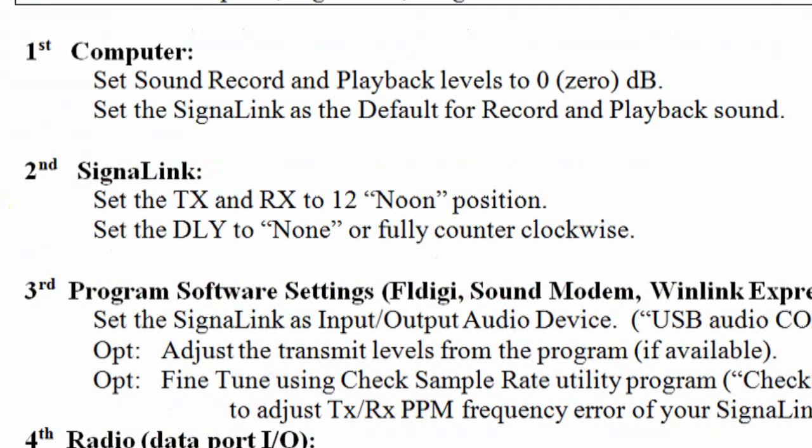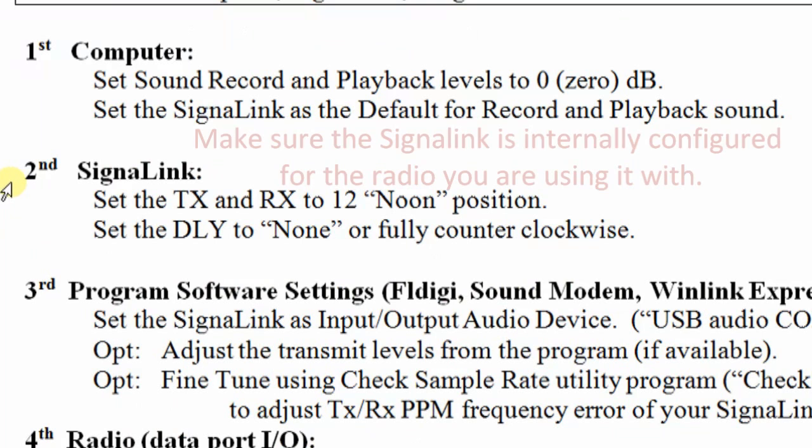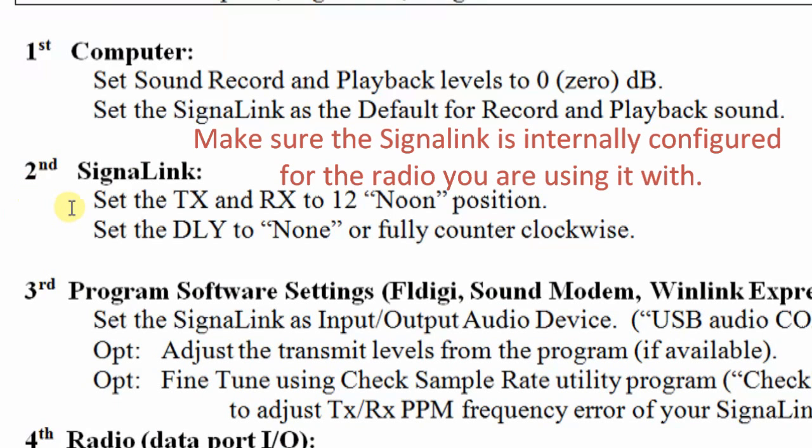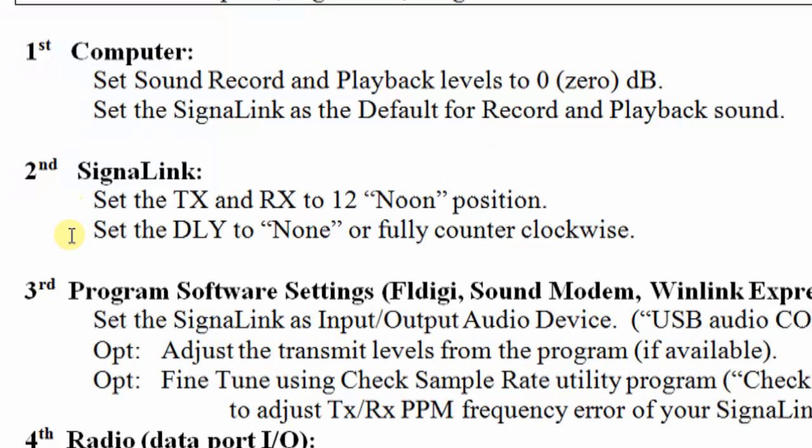The next place you want to adjust is the SignaLink itself. You want to set up the transmit and receive knobs on the front of the unit to the 12 noon position, or straight up. And secondly, you want to set the DLY, which is the delay, to none. That means rotating it fully counterclockwise.